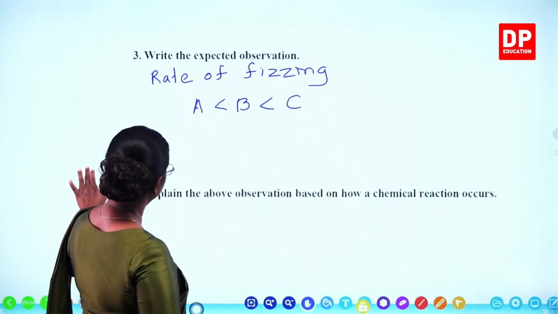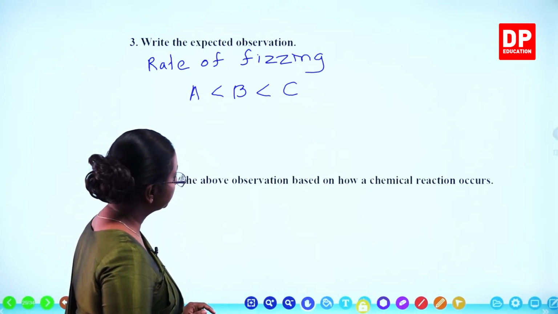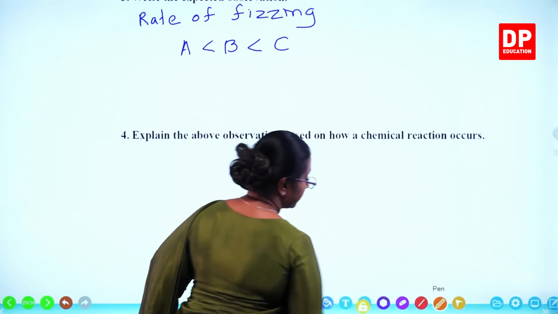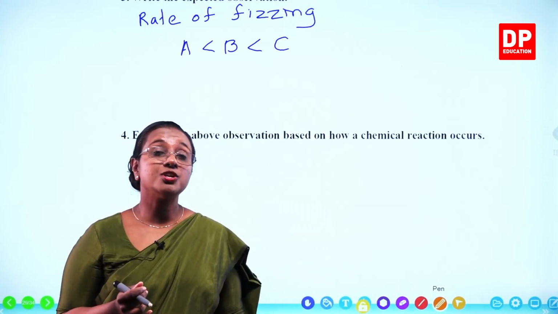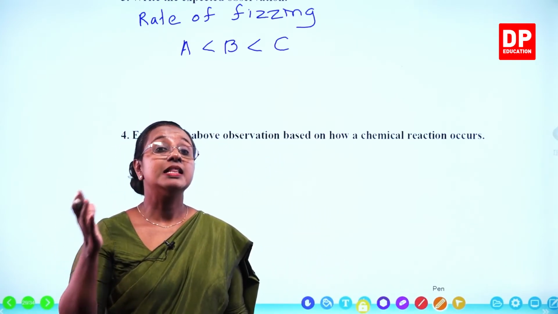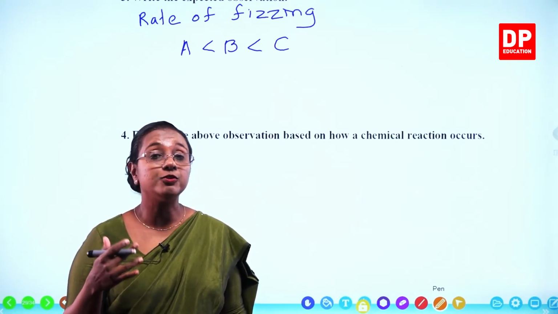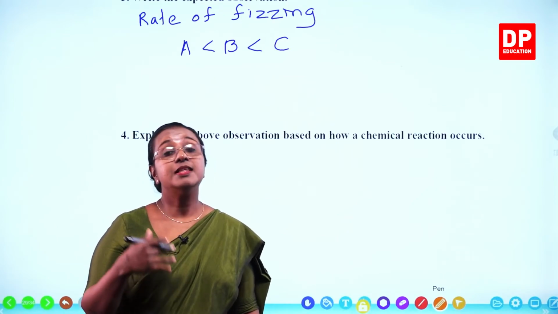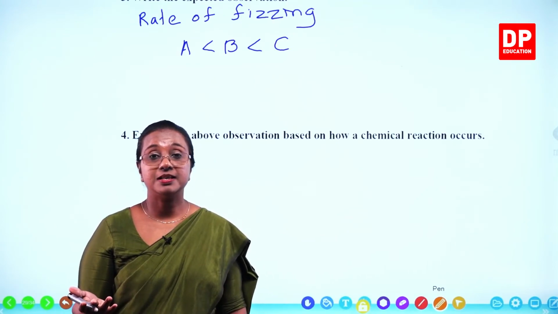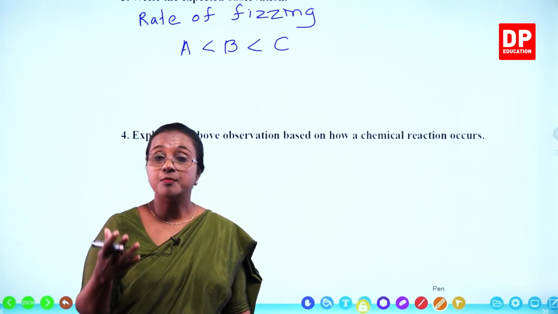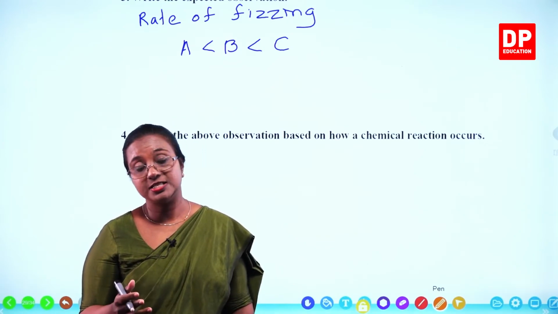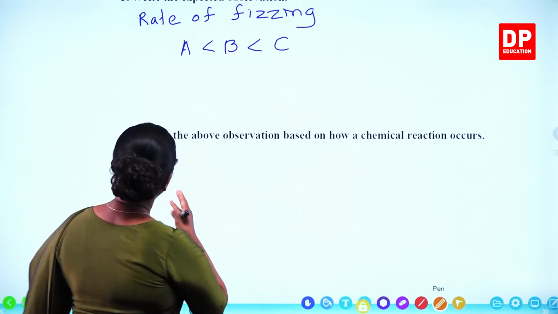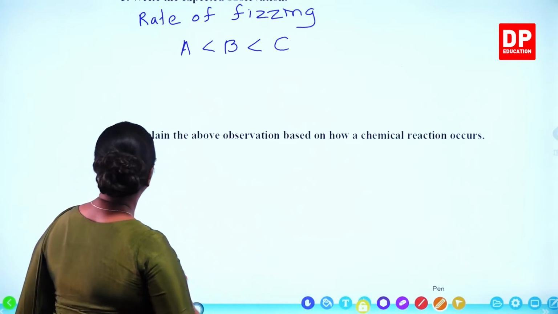Then here you can say, explain the above observation based on how a chemical reaction occurs. So when a chemical reaction occurs, what happens? The reactant particles have to collide with each other. So when the concentration is high, there are more reactant particles. Because of that, there are more number of collisions in a unit time. Therefore, the rate of reaction increases. That is what you have to write here.